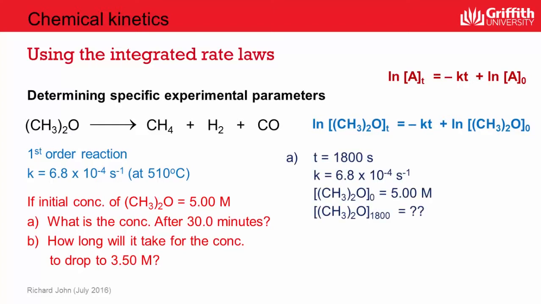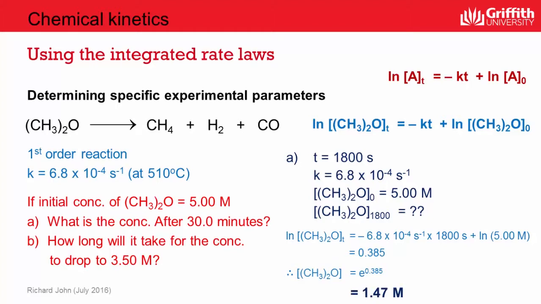To answer part A, we note that the reaction time is 30 minutes, which equates to 1800 seconds. The rate constant k is given as part of the question, 6.8 × 10^-4 s^-1. The starting concentration of dimethyl ether is 5 molar, and the final concentration after 1800 seconds is what we're actually trying to calculate. We can substitute those values into the first order rate equation to get this value here, where we see that the natural log of the concentration of dimethyl ether at 1800 seconds is 0.385, and solving for concentration by calculating e to the power of 0.385, we get 1.47 molar. So in other words, after 30 minutes of reaction, the concentration has fallen from 5.00 molar to 1.47 molar. And this is a very useful calculation to be able to do.